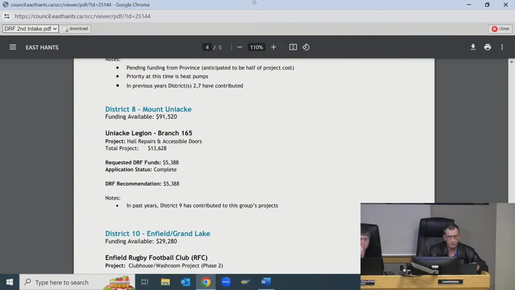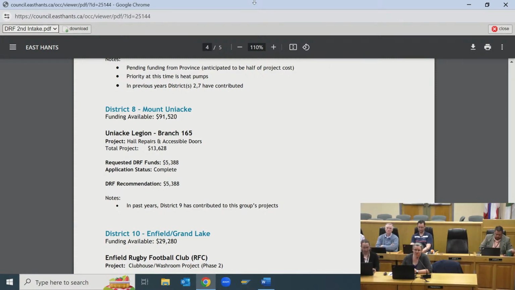Call this meeting of Parks, Rec, and Culture back together. We still have two items, I think it's two, on the DFRs, and I will turn it back to Joe to handle this. Thank you, Mr. Chair. The next one on the list is the Uniacke Legion. They're looking for funding, less than half of their project, $5,388.